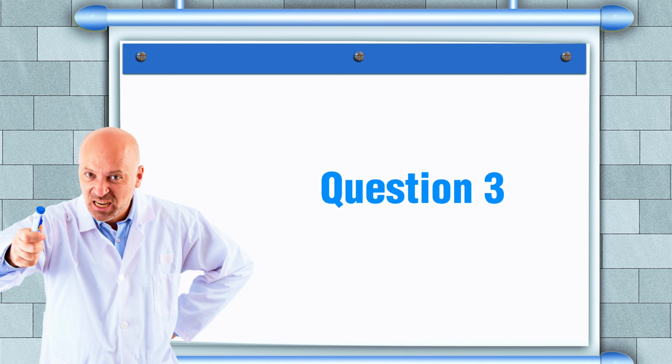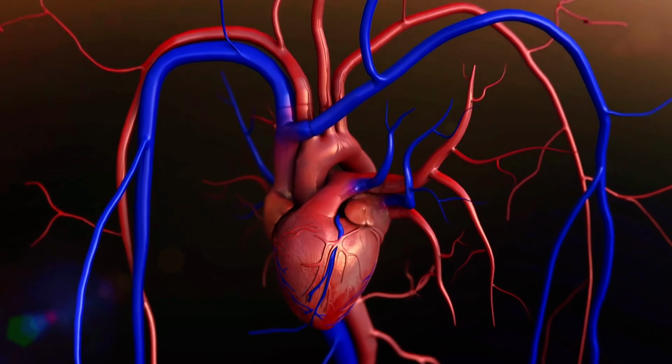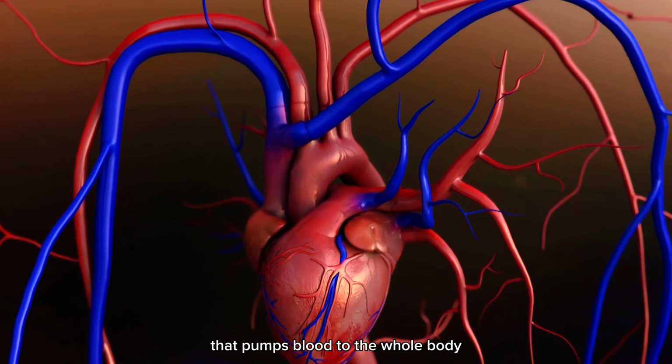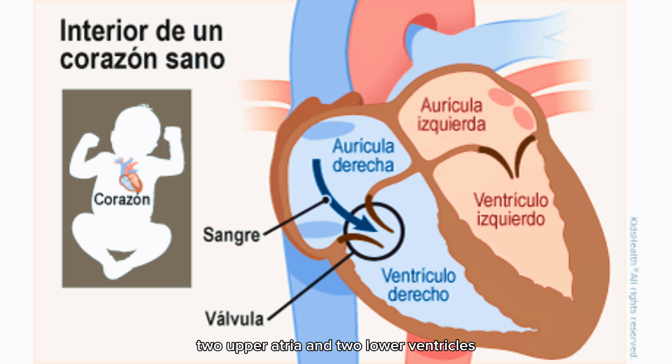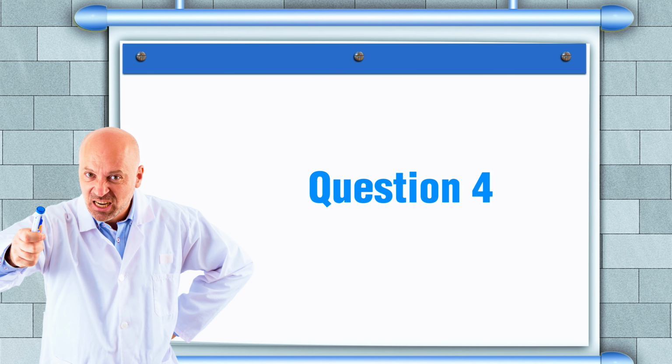Question 3. What is the heart and how does it work? The heart is a muscular organ that pumps blood to the whole body. It has 4 chambers, 2 upper atria and 2 lower ventricles. Blood flows from the atria to the ventricles and is then pumped through the arteries to the body.